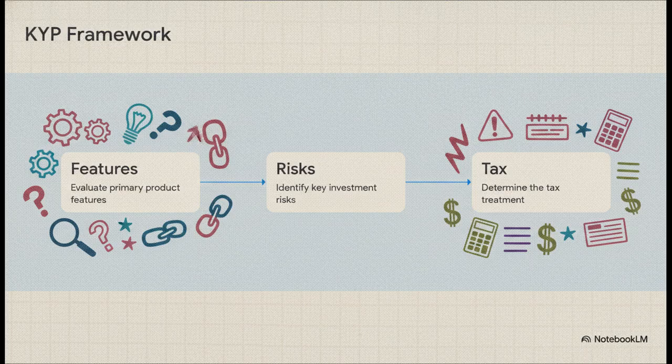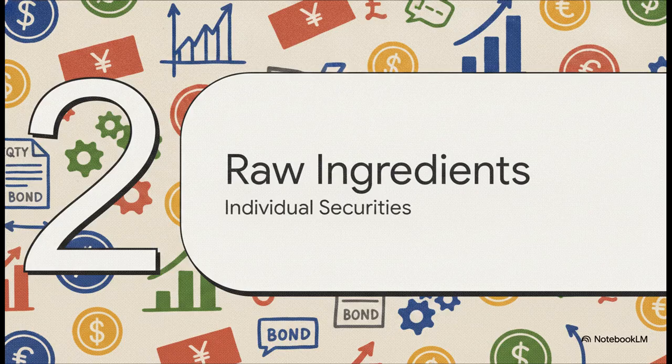Seriously, if you apply this exact features, risks, and tax framework to every single item we cover today, locking in those 21 exam points is going to be an absolute breeze. It just completely demystifies even the most complex products out there. So let's see how this actually builds.